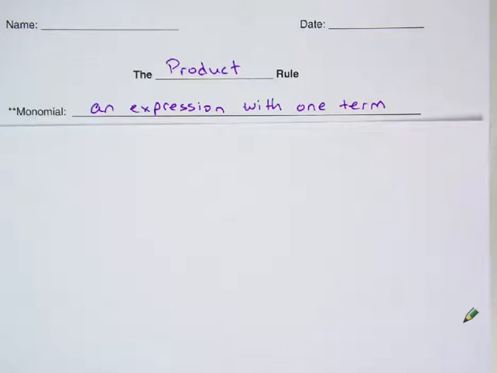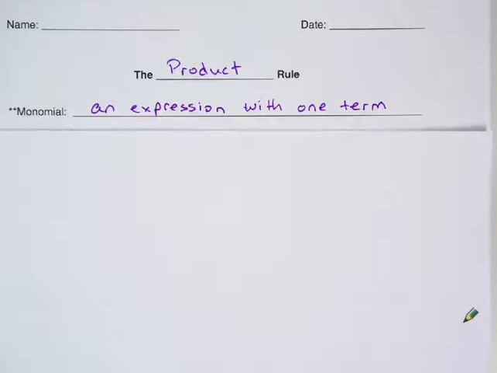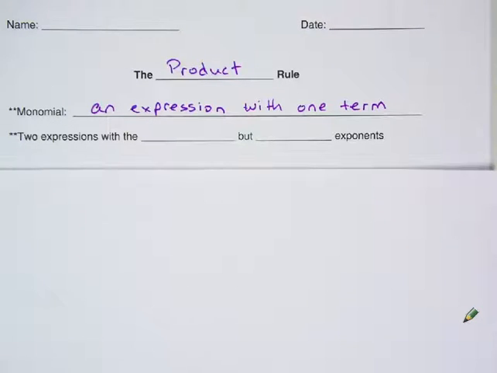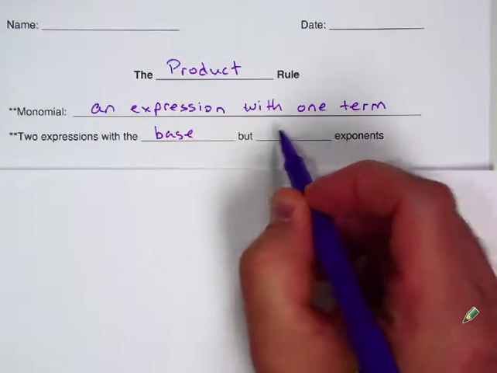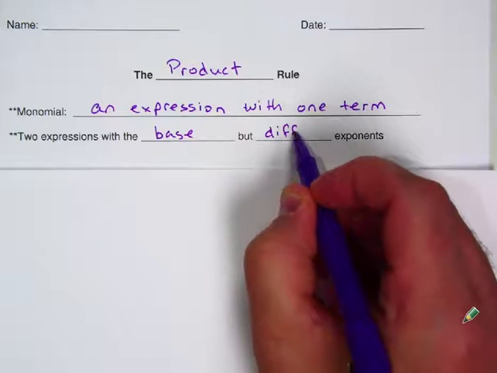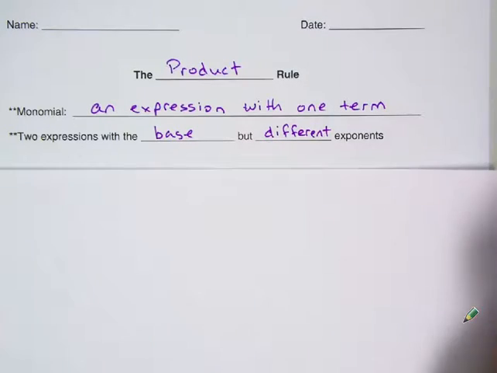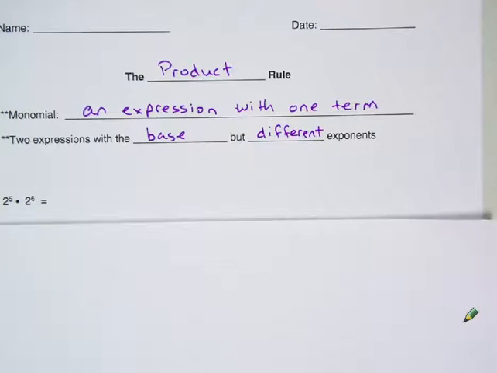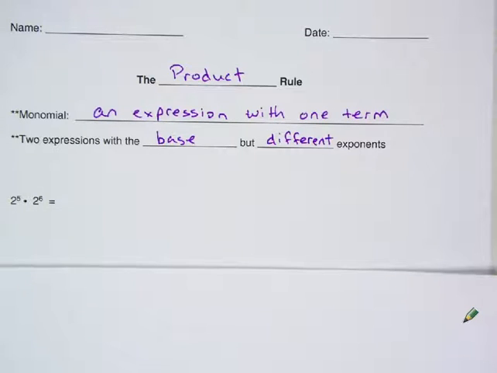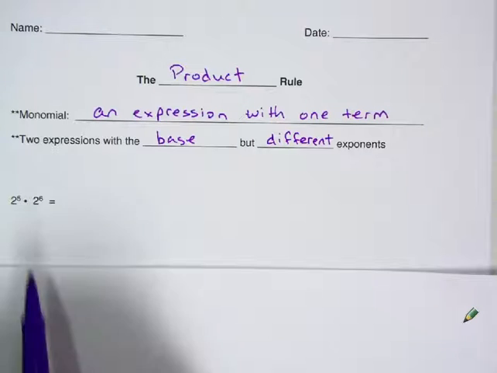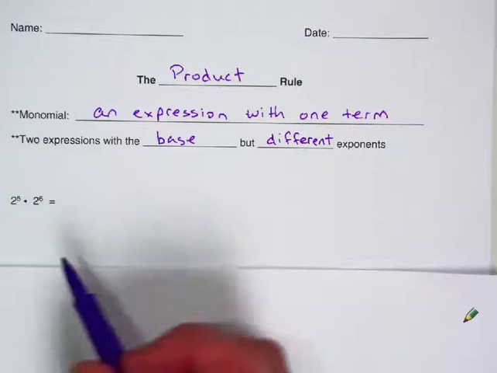Since we're talking about exponents, we're going to be talking about multiplying two monomials. One important thing about those is they're going to be expressions with the same base but different exponents. As an example, let's look at 2 to the 5th times 2 to the 6th. You should know that these are both exponential form. To figure this out, we can actually make them an expanded form.